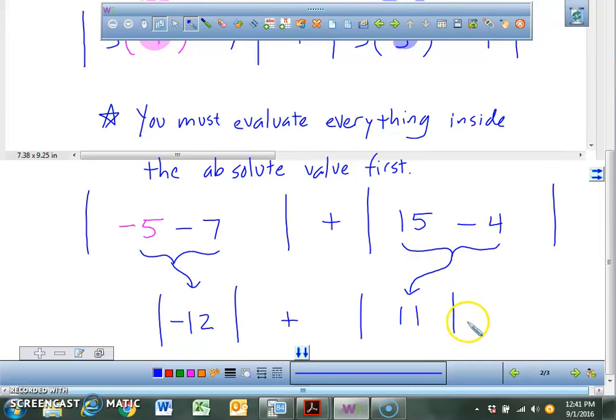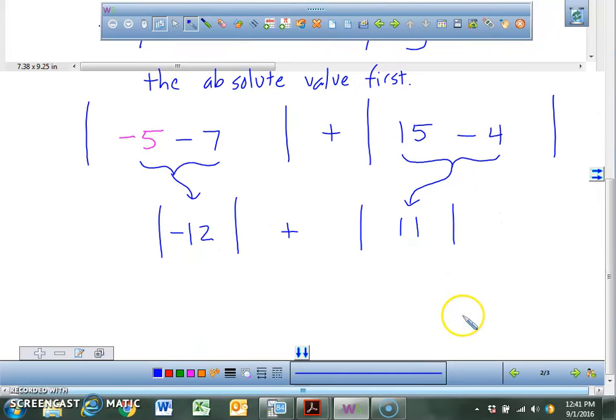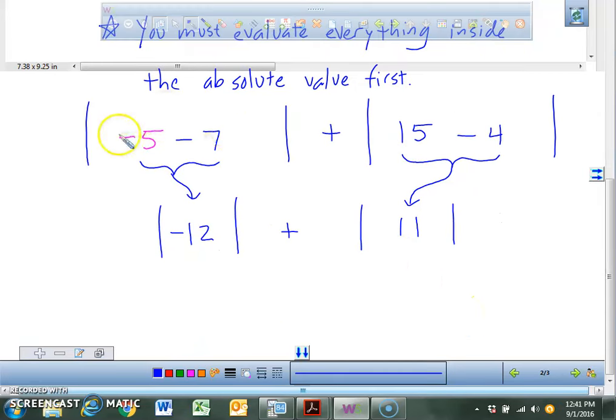It's not really printing perfectly yet. Alright. Once you have evaluated everything inside here, and everything inside there, then and only then do you apply the absolute value. What is the absolute value of -12? 12. And what's the absolute value of 11? 11.